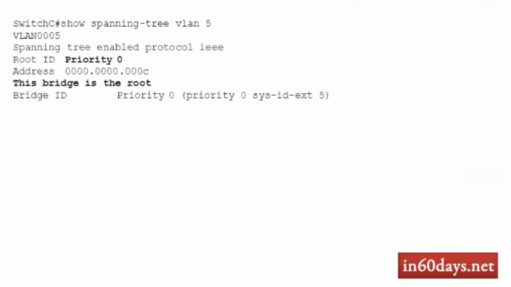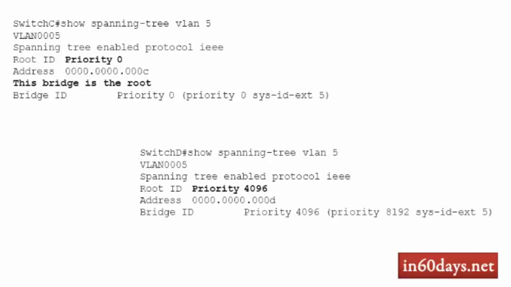So show spanning tree, I've put down VLAN 5 because for whatever reason those switches were in VLAN 5. You can see switch C, priority 0, this bridge is the root. Now if a bridge isn't the root, or a switch isn't the root, it won't say this is not the root, it just won't have that line, this bridge is the root. And this is switch D, and you can see the priority is 4096 now.